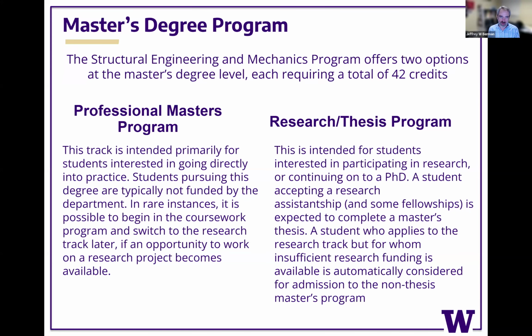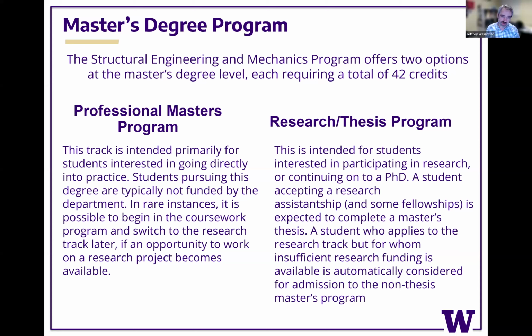Okay, so we have two different master's degree programs. The degree that you get at the end of both of these programs is the same. It is a Master of Science in Civil Engineering. The differences in these two programs are really what you do with some of the credits and some other things. For both programs, it requires 42 credits. The two programs are the Professional Master's Program and the Research or Thesis-based Master's Program.